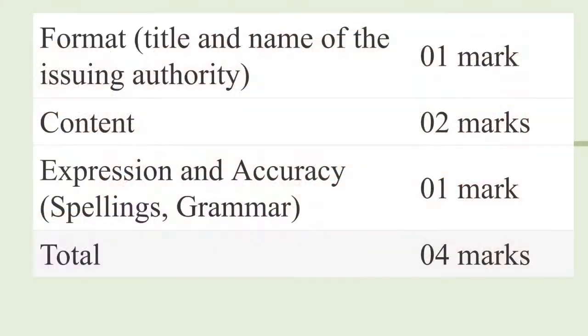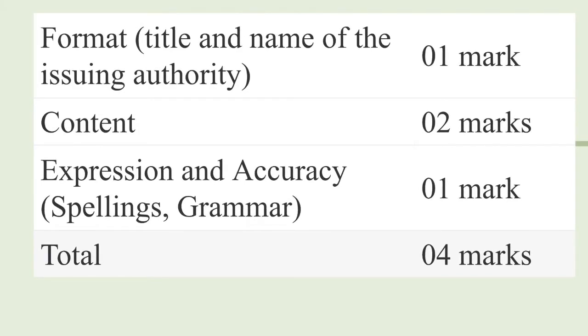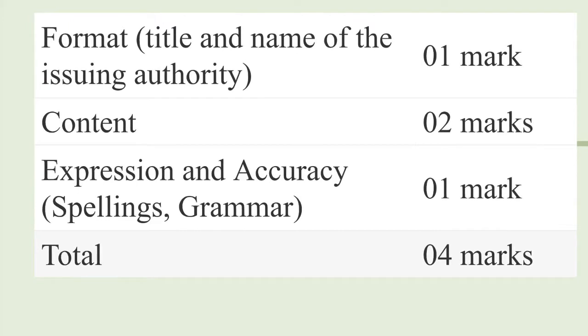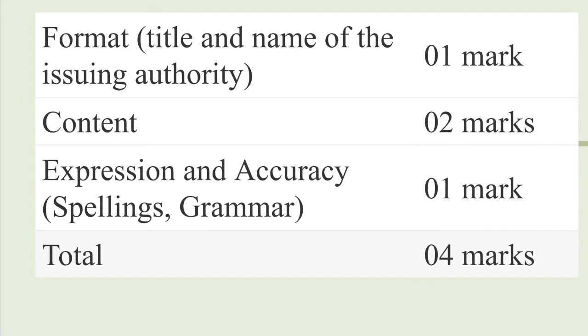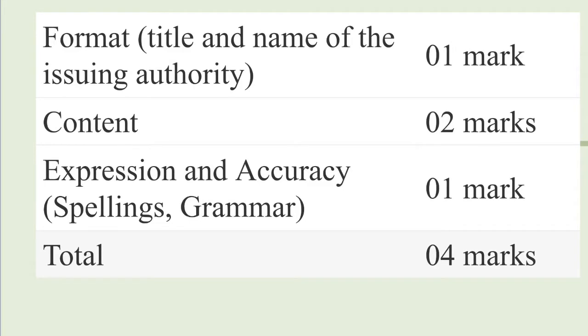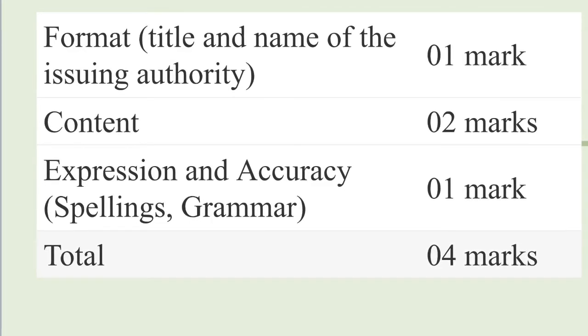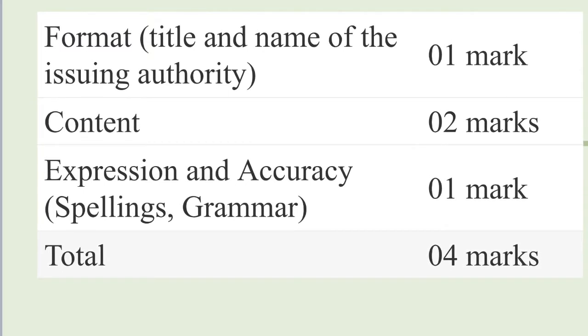Now let us see the marking scheme of a poster. The marking scheme of a poster is the same as a notice. For format, format means the title and name of the issuing authority. It is of 1 mark. If the name of the issuing authority is not given in the question, or if you have any doubt about the issuing authority, or you think that there is no particular authority who has issued this notice, you can write 'issued in public interest'. Don't forget 'issued in public interest'.